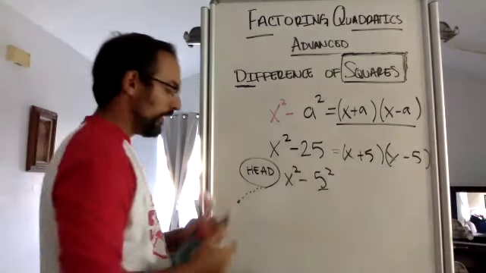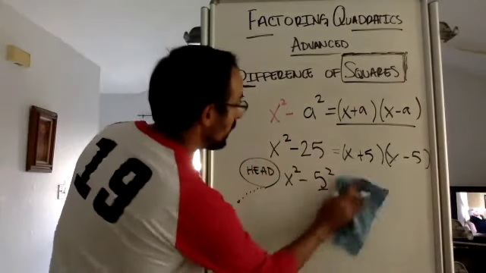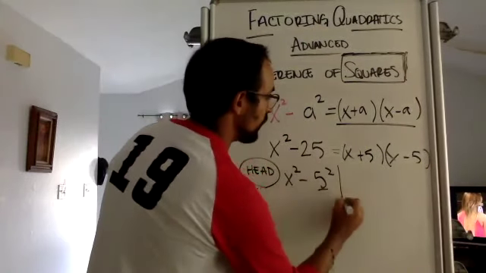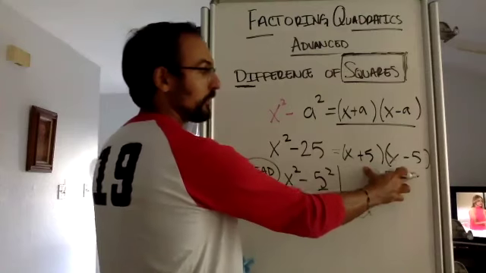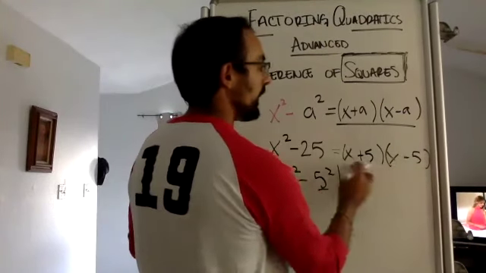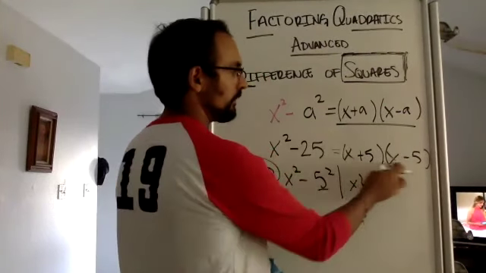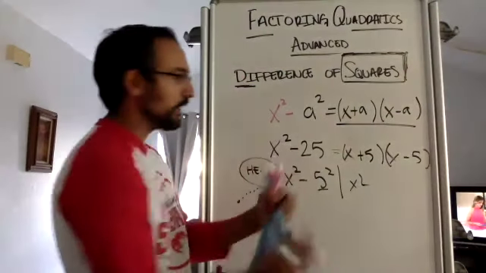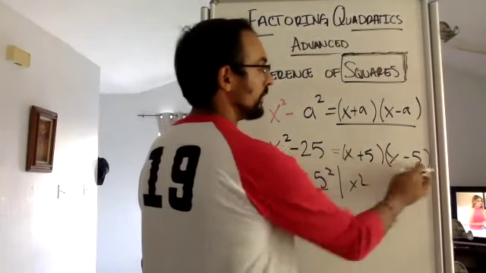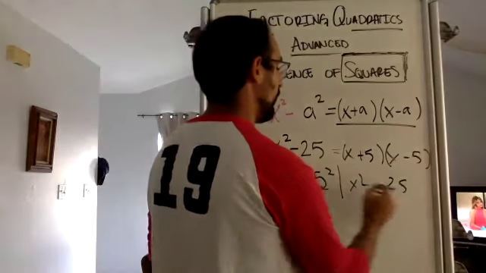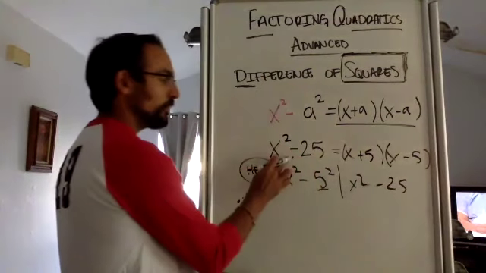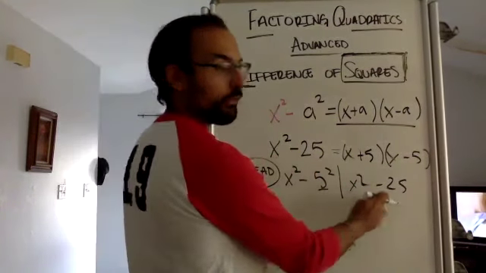Okay? If you wanted to check your work, let me just draw a line here. I'm going to multiply this one out. X times x is x squared. X times negative 5, negative 5x. 5 times x, positive 5x. They cancel each other out. And then I'm left with 5 times negative 5, which is negative 25. So x squared minus 25, what I started with, is what I ended with when I checked.